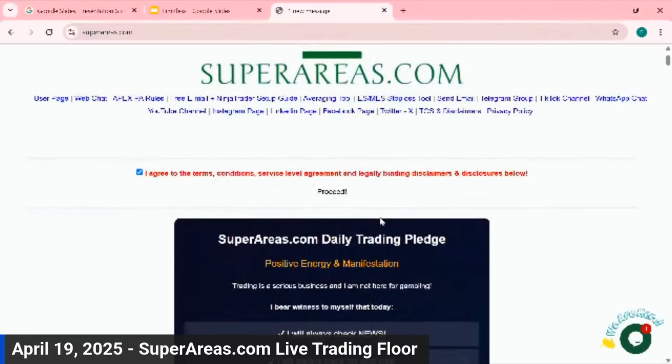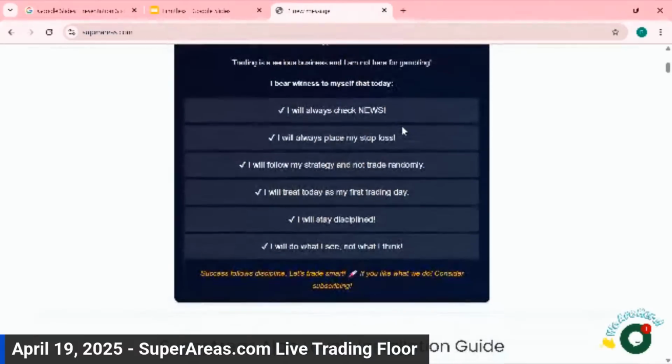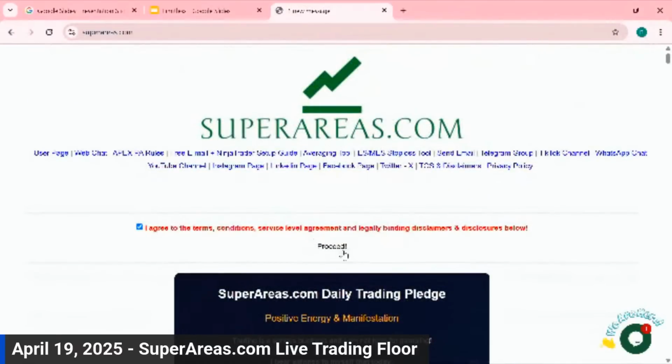We have a daily pledge, by the way. Everybody is supposed to read this. I will check the news. I will put my stop loss. I will follow my strategy, not trade randomly. Every day is my first trading day. I will stay disciplined and I will do what I see, not what I think, meaning I will not gamble. So 4 to 5 to 6 trades is good enough for you to make 100 to 200 bucks a day. No problem. So let's log in.